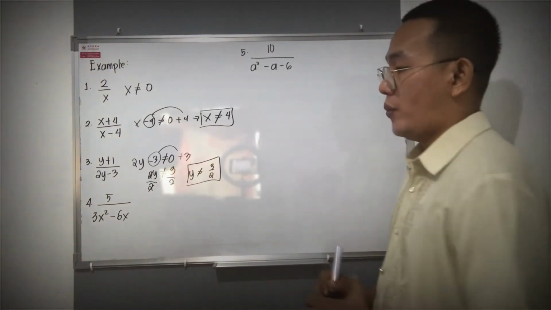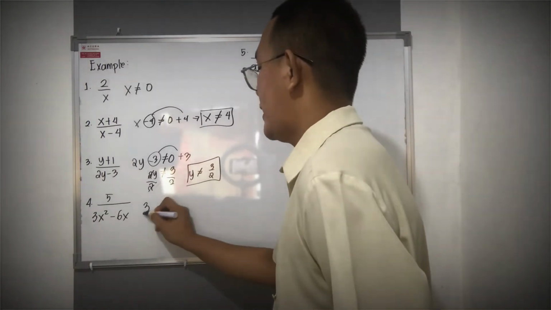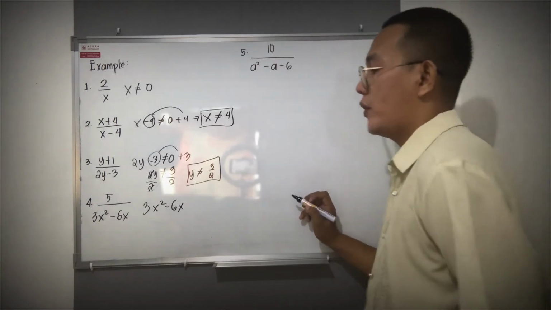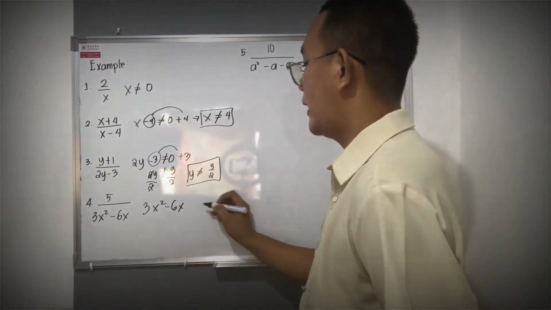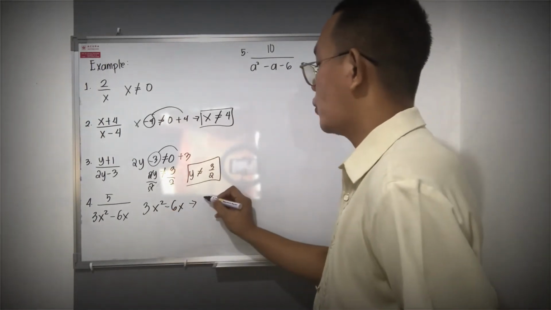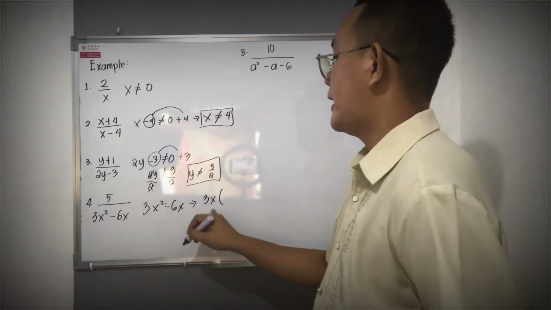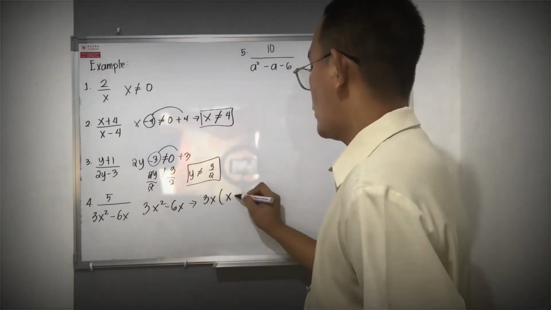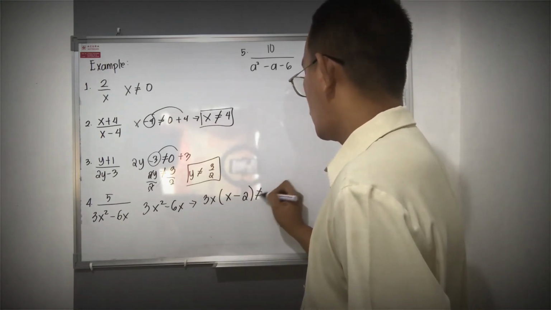For number 4, we have 5 over 3x squared minus 6x. Our denominator is 3x squared minus 6x. If we notice, our denominator is factorable, so the first thing we do is factor it. The common monomial factor is 3x. 3x squared divided by 3x is x, and 6x divided by 3x is 2, so we have 3x times x minus 2, not equal to 0.